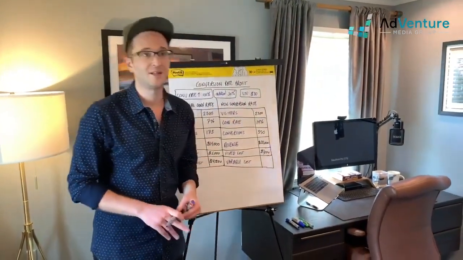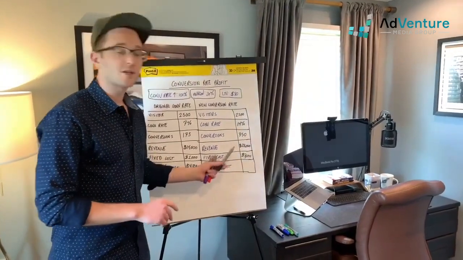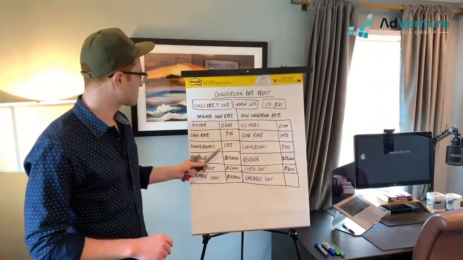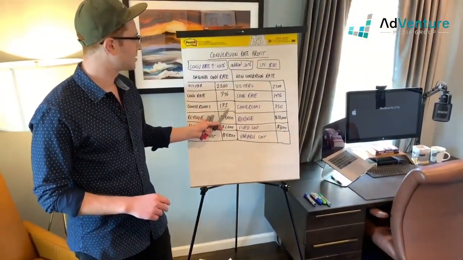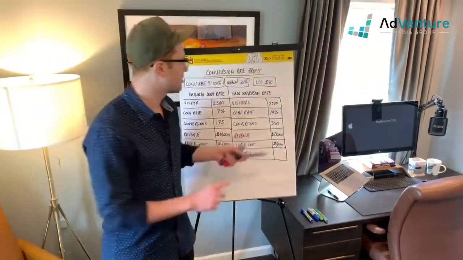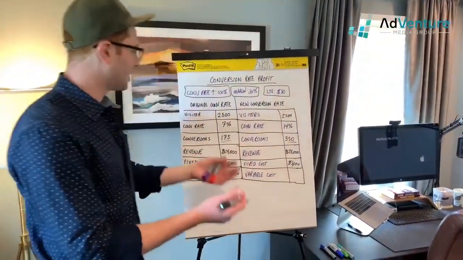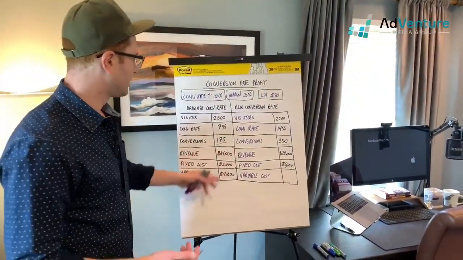Now, what's your variable cost in this example? Now remember, fixed costs stay the same. Variable costs will go up. If you are servicing either 175 leads, clients, or products, and now you're servicing 350 leads, clients, or products, your variable costs are going to go up. So now it's going to be double, right?